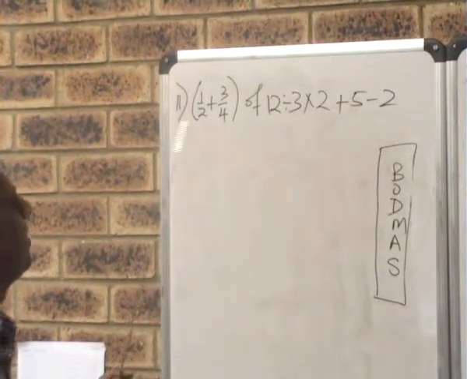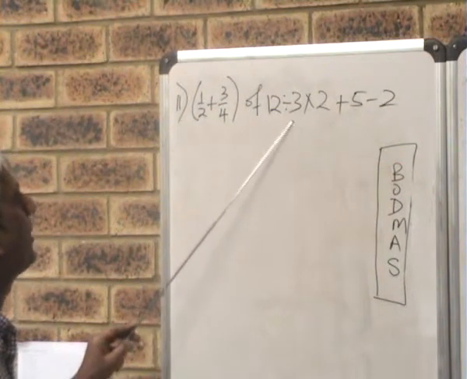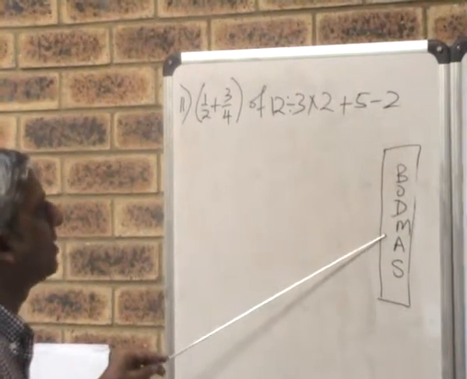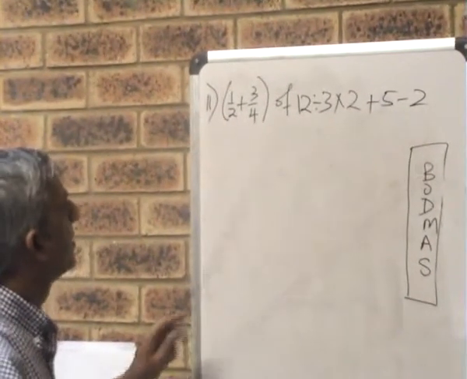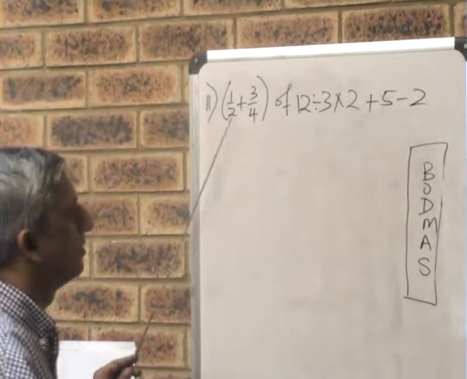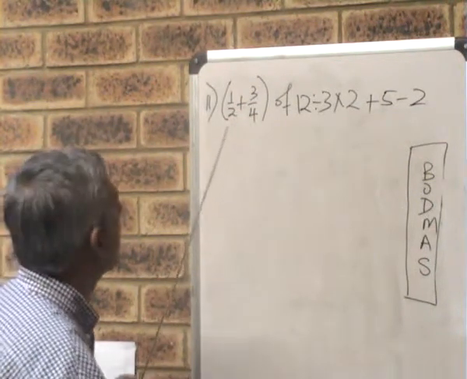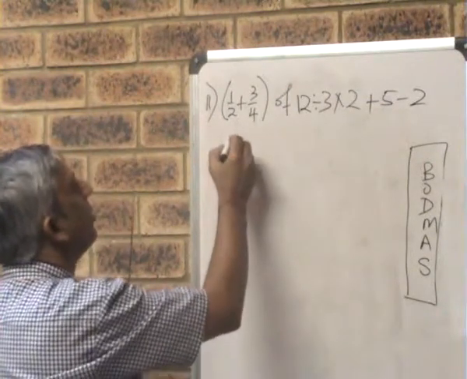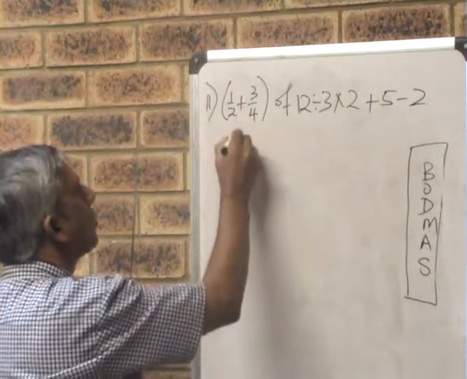Alright, now when you look at number 11, don't get frightened. Just take it easy. Just apply the rule of PODMAS. Look for a bracket. Yes, there is a bracket. And in the bracket is half plus 3 quarter. Well, you can think of it like bread. Half a loaf of bread plus 3 quarter loaf of bread will give me 1 1/4.